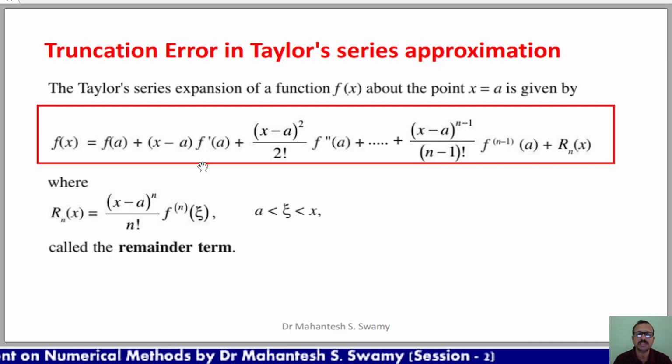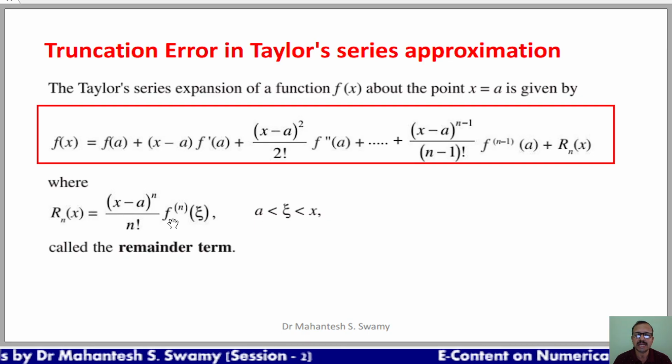It is actually very much similar to this: x minus a to the power of n divided by n factorial into, here it was the n minus 1th derivative, here it should be the nth derivative, evaluated not at the point a, but at a point xi which is in between a and x, any point which is in between a and x.